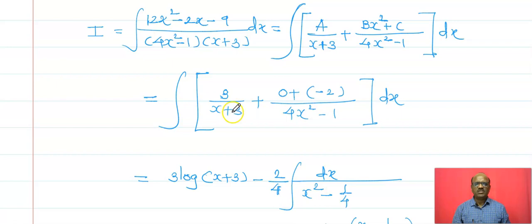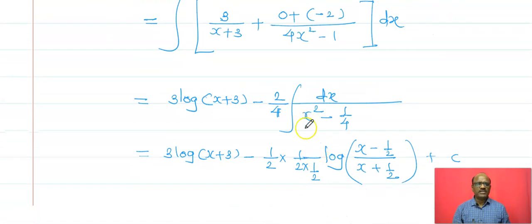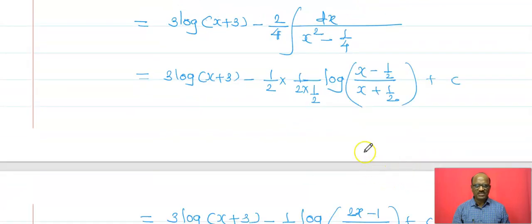Now find out the integral of this. That is integral 3 upon x plus 3 is 3 log of x plus 3 minus, here it is minus 2. Take 4 as common, then you will get 2 by 4, integral dx upon x square minus 1 by 4. Now here 1 by 2 by 4 means what? 1 upon 2 into 1 upon 2 into 1 upon 2 log of (x minus 1 upon 2) upon (x plus 1 upon 2) plus c.